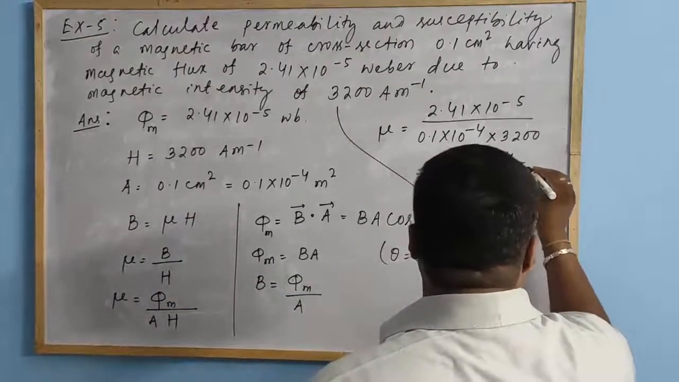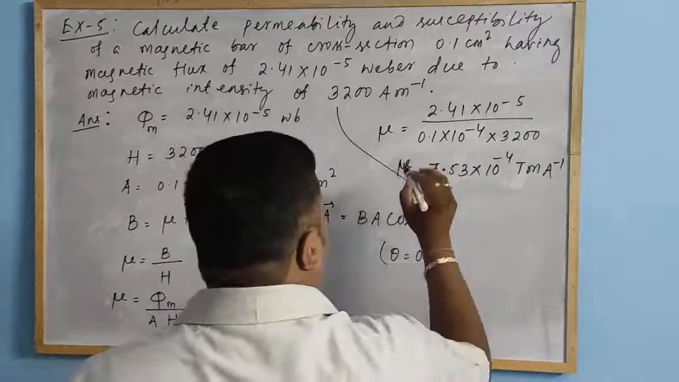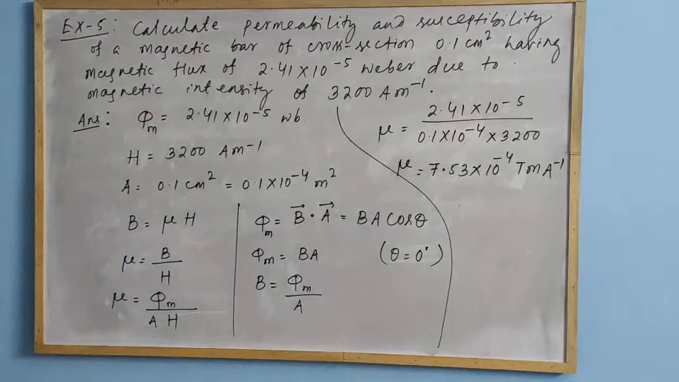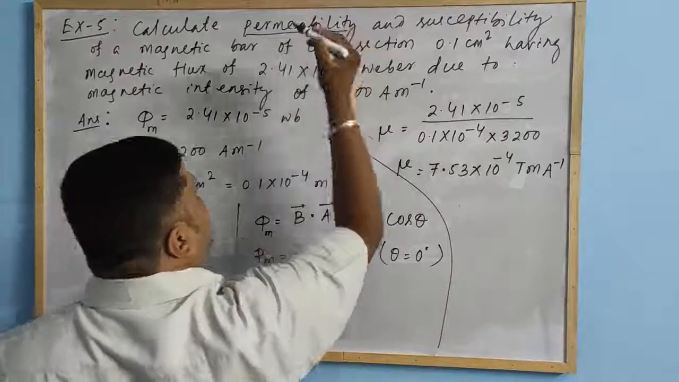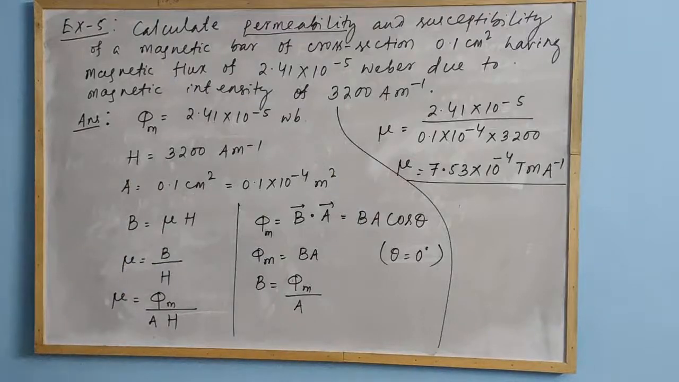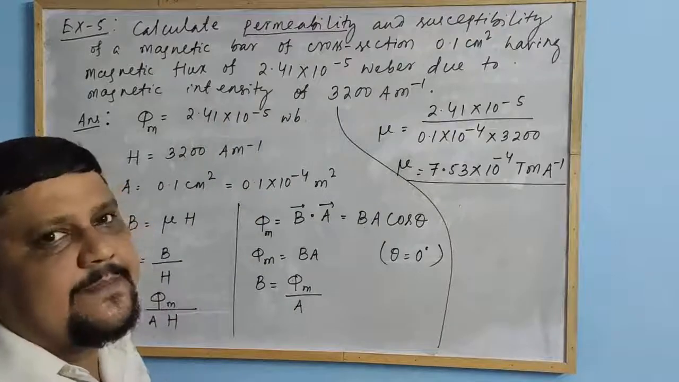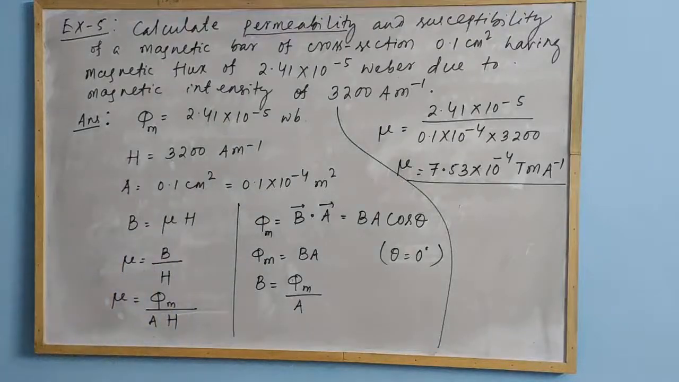And what is the unit of this one? Tesla meter ampere inverse. This is my unit. I got this, the first part. This is the permeability. First part is over. Now to calculate the susceptibility, what will I do? To get the susceptibility, now come to your formula.